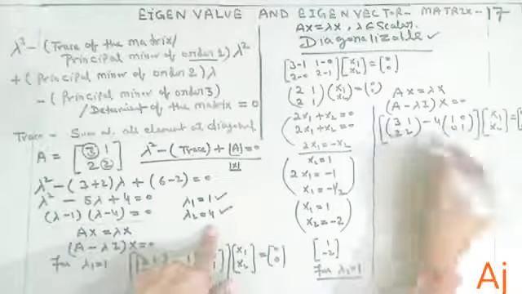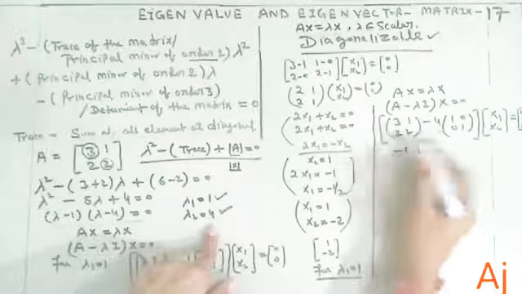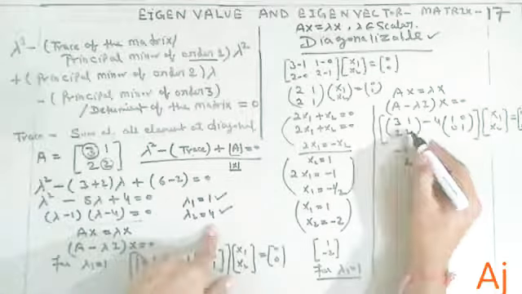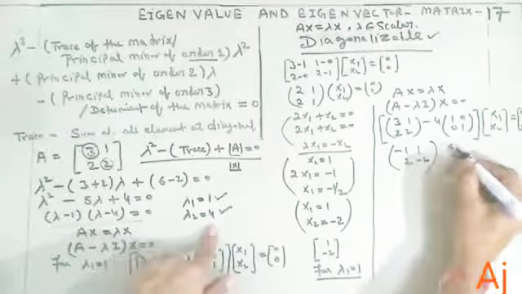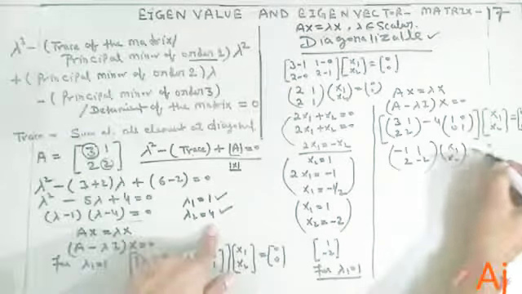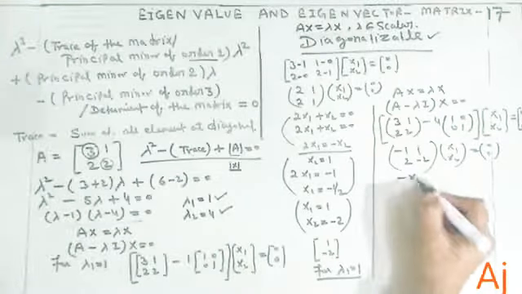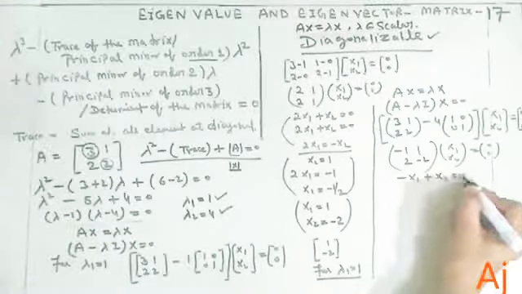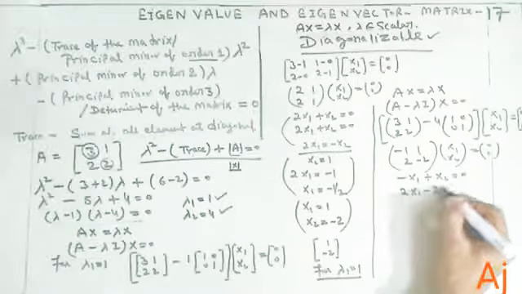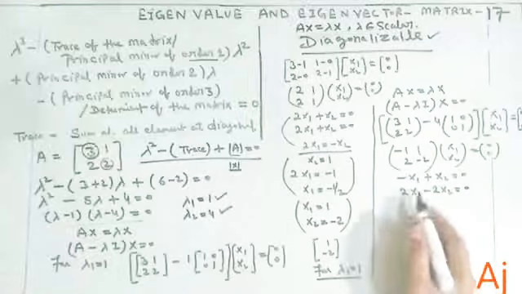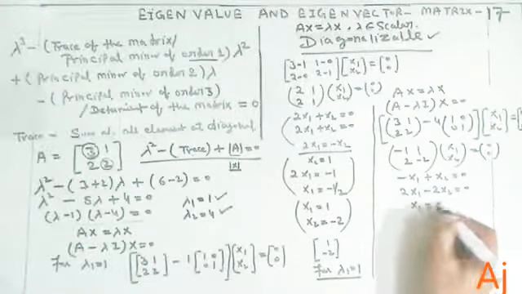Now solve it: 3 minus 4 is equal to minus 1, 1 minus 0 is equal to 1, 2 minus 0 is equal to 2, and 2 minus 4 is equal to minus 2. Then x1 x2 is equal to 0 0. Now multiply this and this, then you will get minus x1 plus x2 is equal to 0. Multiply this, and then you will get 2x1 minus 2x2 is equal to 0. So you will get x2 is equal to x1.